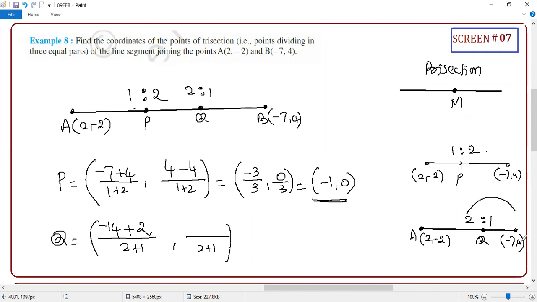Comma, what is the next? 2 into 4, 8. 1 into that, minus 2, minus 2. What is that value? Minus 12, minus 12 by 12. Here 8 minus 2 is what? 6 by 3. The answer is 6 by 3, minus 4. Minus 4 here, comma.